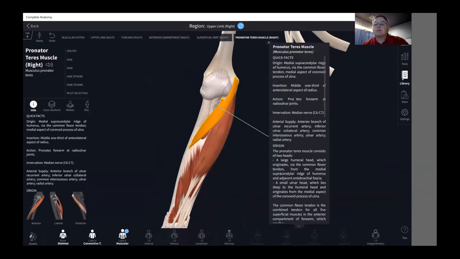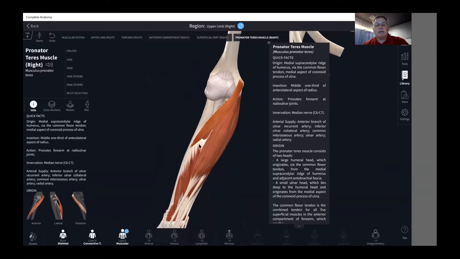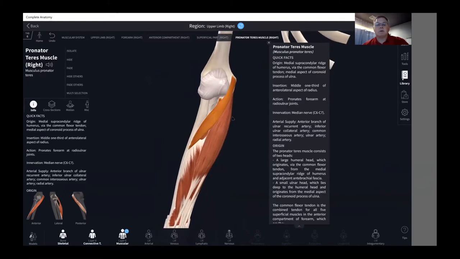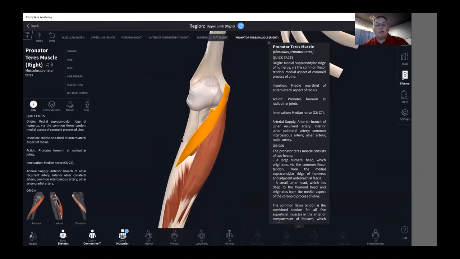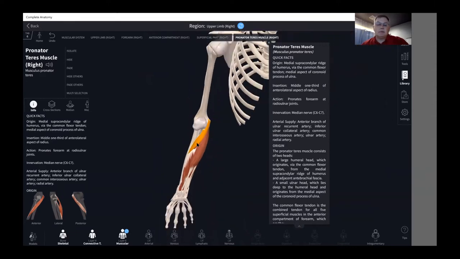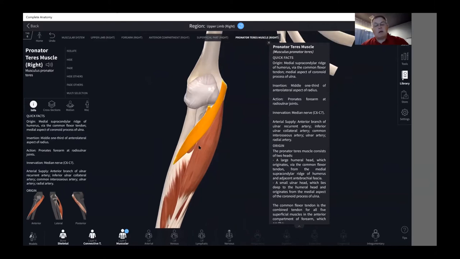Its insertion, the middle one third of the anterior lateral aspect of the radius. So here we are in the anatomical position. The proximal one third, it says the middle one third. I would call it closer to the proximal. Its action is it pronates the forearm at the radial ulnar joints.